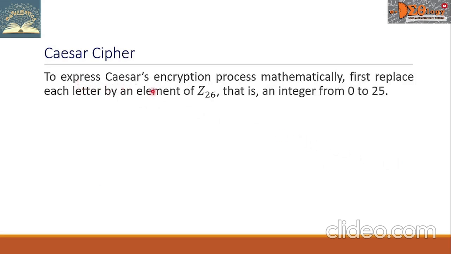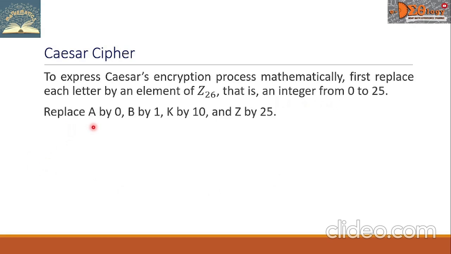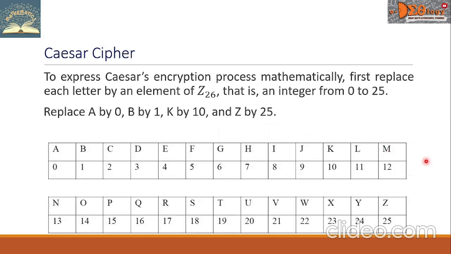To express Caesar's encryption process mathematically, first replace each letter by an element of Z sub 26, that is, an integer from 0 to 25. We replace A by 0, B by 1, K by 10, and Z by 25. So this will be our alphanumeric table.